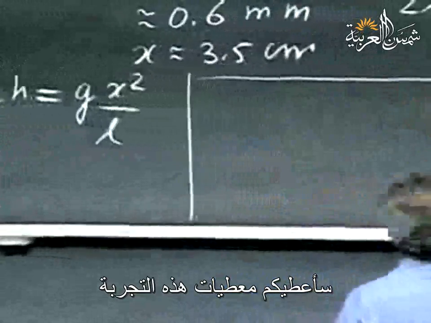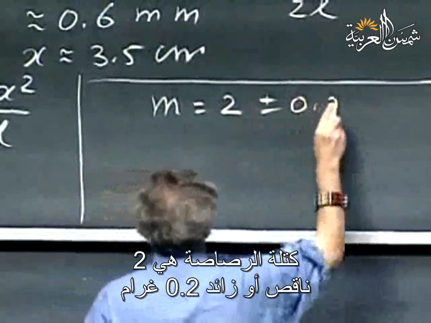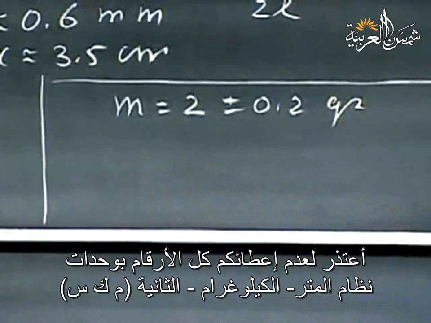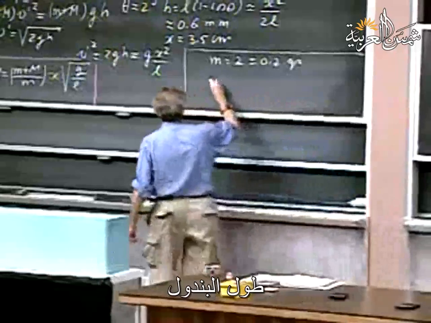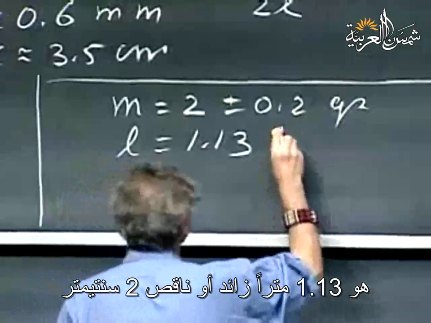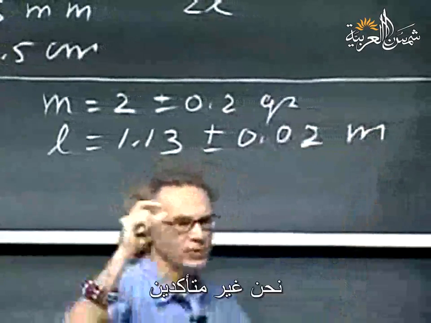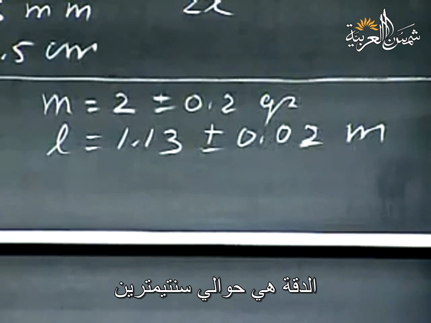input for this experiment. The bullet mass is 2 plus or minus 0.2 grams. I apologize that I don't give you all the numbers in MKS units. You will have to convert them, of course, to MKS units. The length of the pendulum is 1.13 meters plus or minus 2 centimeters. We're not certain. With an accuracy of about 2 centimeters.